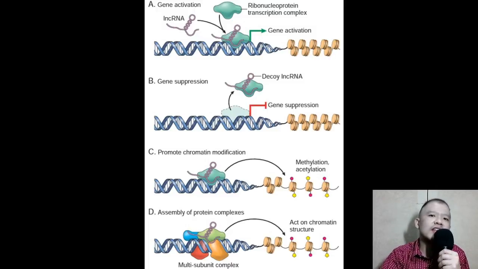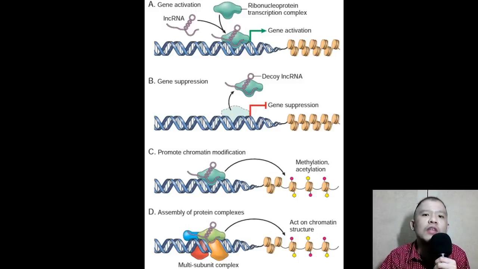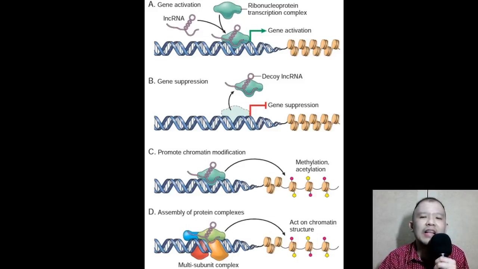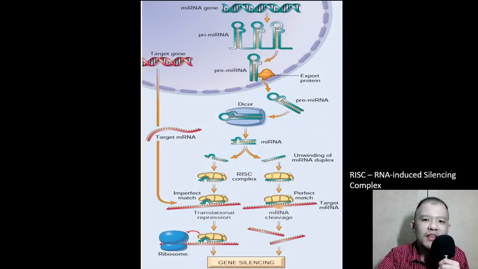This figure talks about the functions of the long non-coding RNA. It's long because it is composed of not just a single nucleotide, but a lot of nucleotides linked together. This long non-coding RNA binds to a ribonucleoprotein transcription complex. Remember, very much similar to the RISC complex in the previous figure.